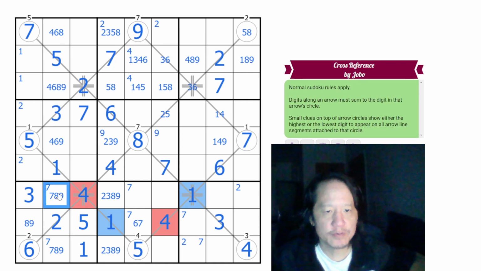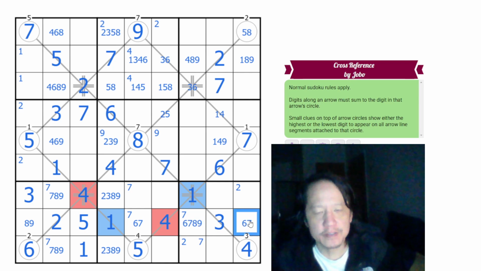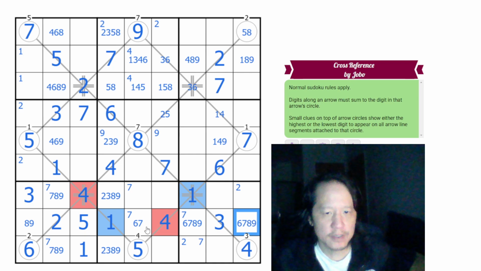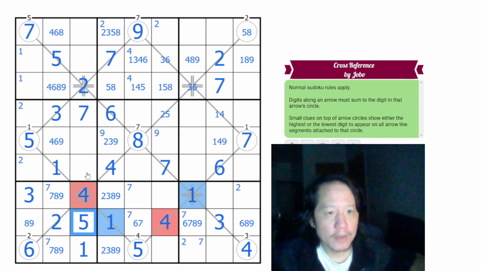So the 7 has to be one of those two. This is 8 or 9. This has to then be 6, 7, 8, or 9. This is 6, 7, 8, or 9. So that works for that. But this can't be 7. Okay, well, no, that's not true. Okay, never mind. I was going to say, where's the 4, but it can't be there.